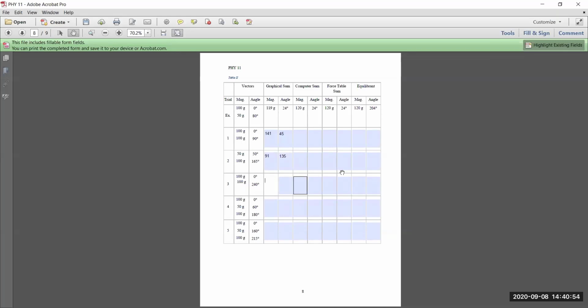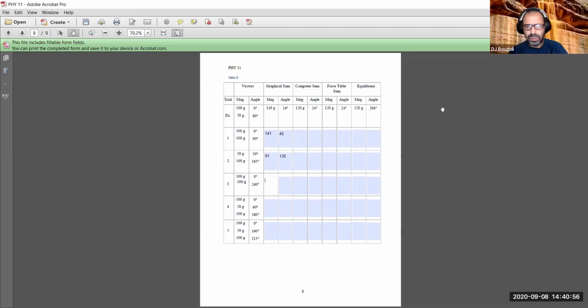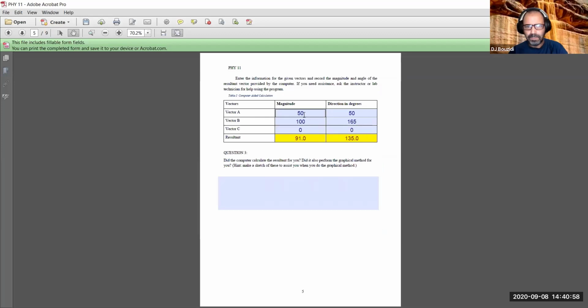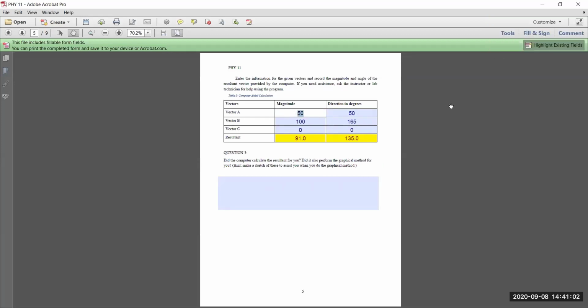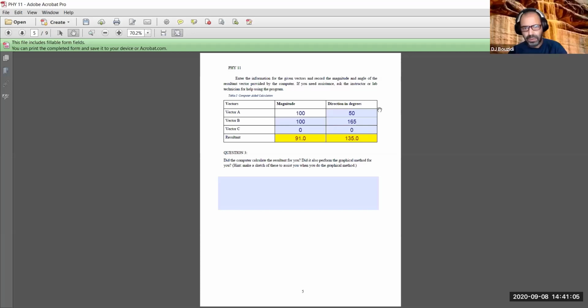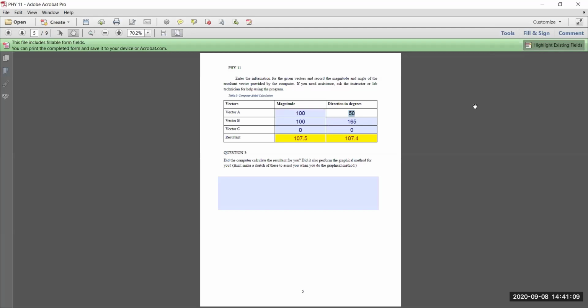Let's do this one, 100 and 240. Can you help me do this one? Yes. What should I put in here? You would put 100 there. Okay, and the angle? 240. Was that what it was? Okay, you need to look at the data. Oh, give me one second. Yes, hold on.